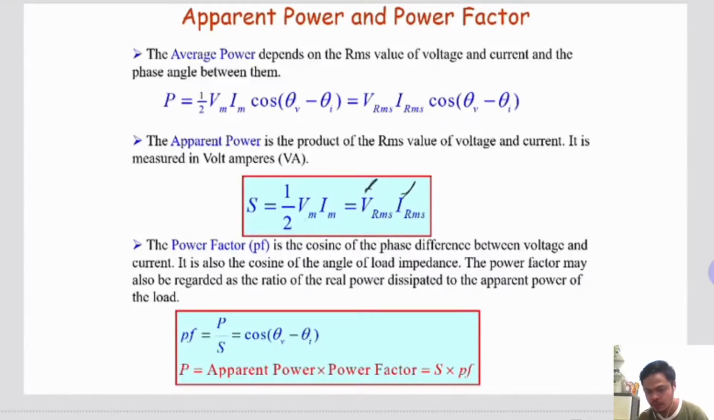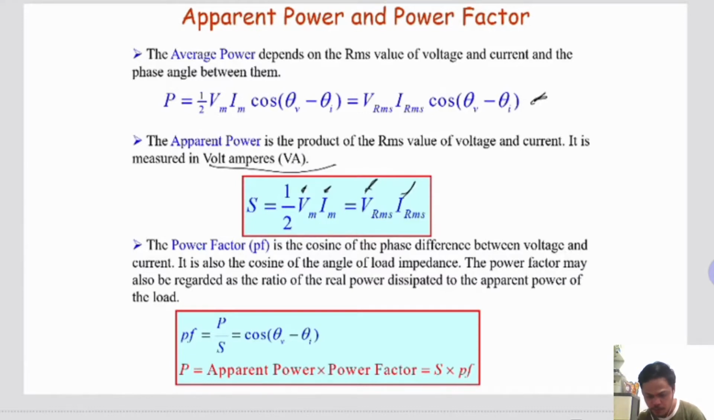So apparent power and power factor is defined as the product of our voltage RMS and our current IRMS, or that is equal to 1/2 of Vm and Im. It is usually measured in volt ampere or VA. That is derived from the formula of average power.